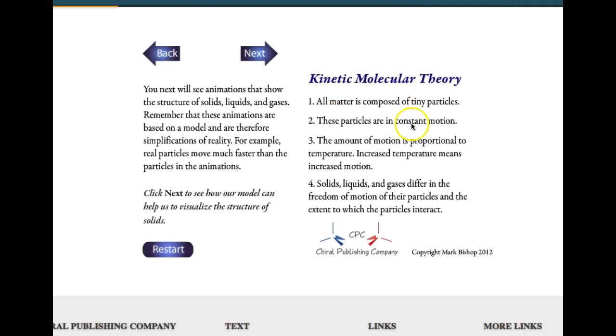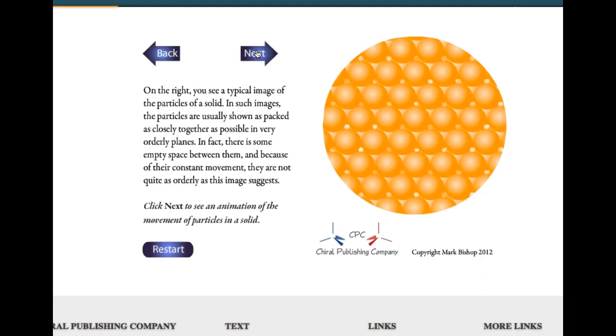That these particles are in constant motion, and that the amount of motion is proportional to the temperature. So increased temperature means increased motion, and we know this because temperature is a measure of the average kinetic energy of the sample. Solids, liquids, and gas differ in the freedom of motion of the particles and the extent to which the particles interact. So here's a typical image of a solid in a textbook.